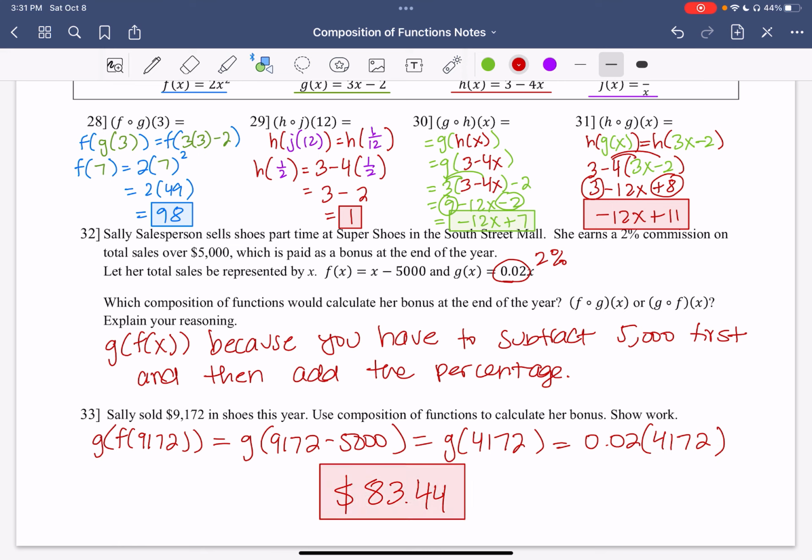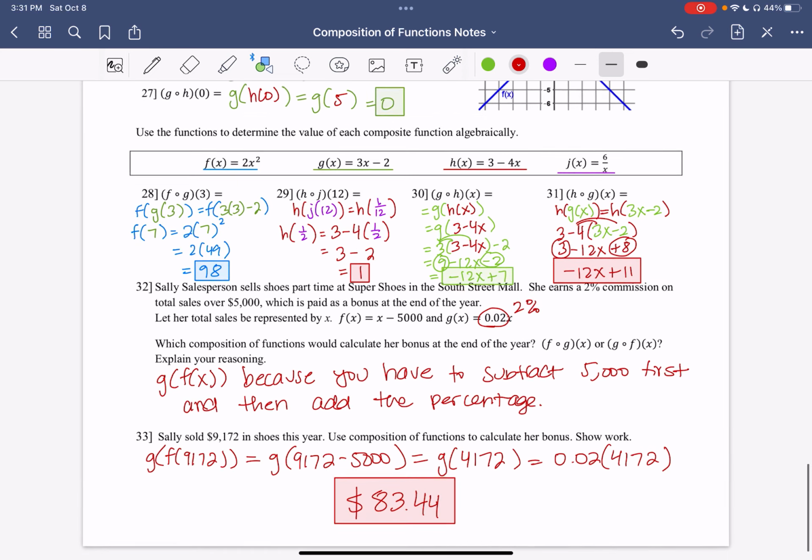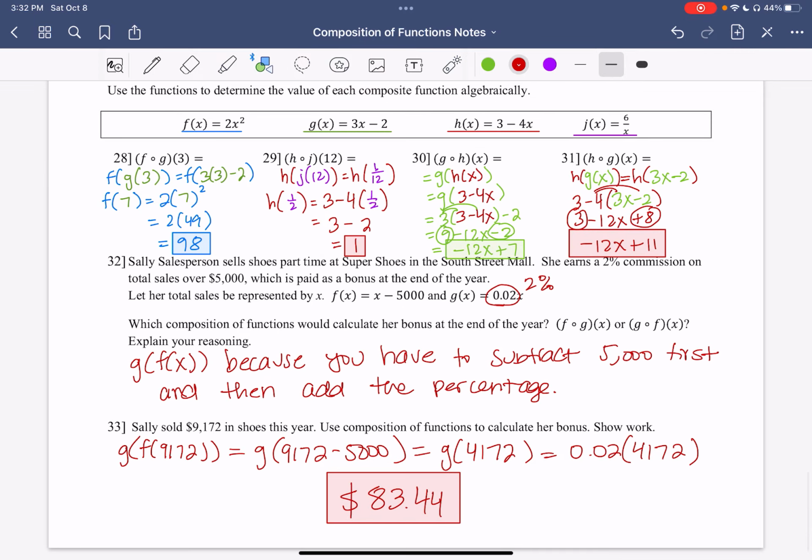Which, if you ask me, it's pretty unfair. She's selling almost double of what she's expected to sell, and she's only making 83 bucks. Like, she can barely buy a pair of shoes at her own shoe store, but whatever.